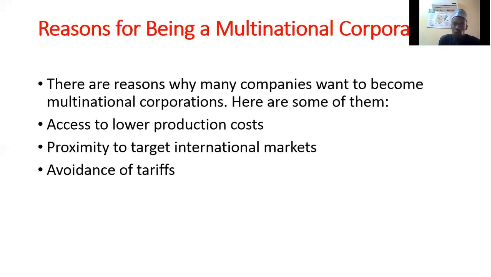Number one, access to lower production cost. If you go to China, you see a lot of American companies, and not only American, many companies from many countries, establishing their manufacturing plants or production plants in China. Why? Because China has low cost of production in terms of labor costs, raw material and what have you. So a lot of multinational companies find it very easy to go there. And not only China, most African countries have cheap labor and raw material and what have you. And there is an abundant market and what have you.